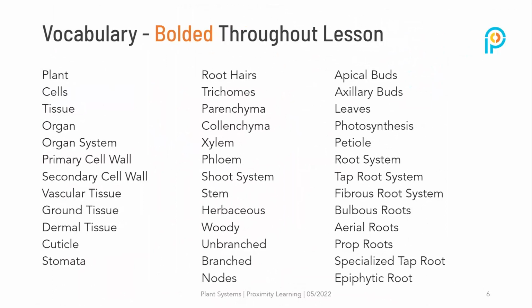Okay, a lot of vocabulary. So we have plant, cells, tissue, organ system, primary cell wall, secondary cell wall, vascular, ground and dermal tissue, cuticle, stomata, root hairs, trichomes, parenchyma, xylem, phloem, shoot system, stem, herbaceous, woody, unbranched, branched, nodes, apical buds, axillary buds, leaves, photosynthesis, petiole, root system, taproot system, fibrous root system, bulbous roots, aerial roots, prop roots, specialized taproot, and epiphytic root. And I may have said that last one wrong.